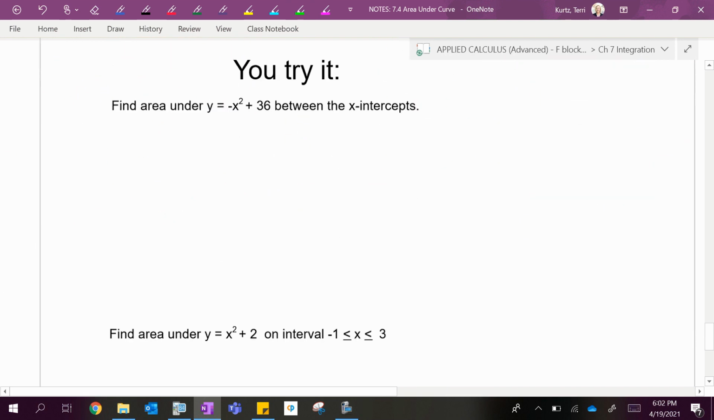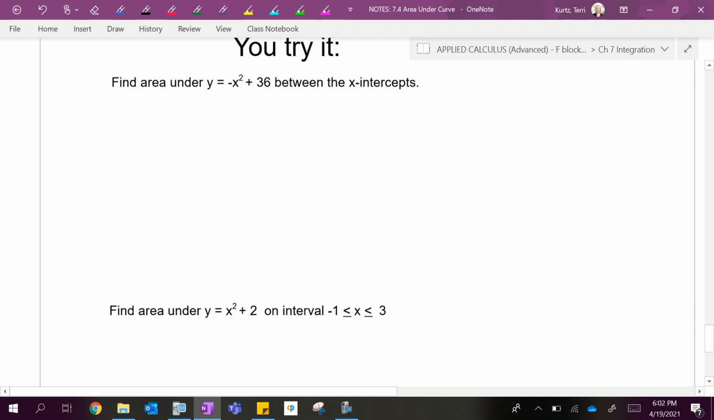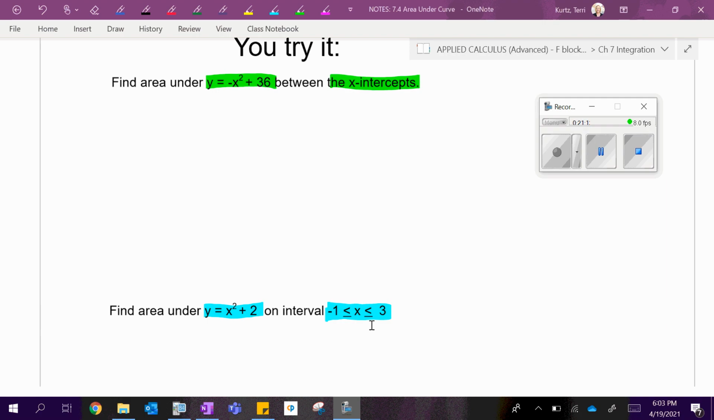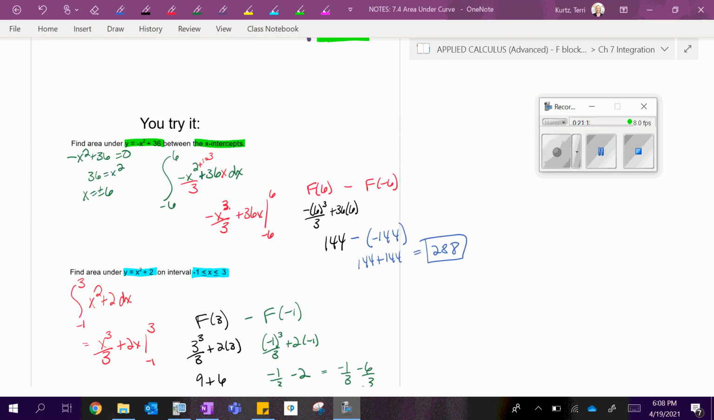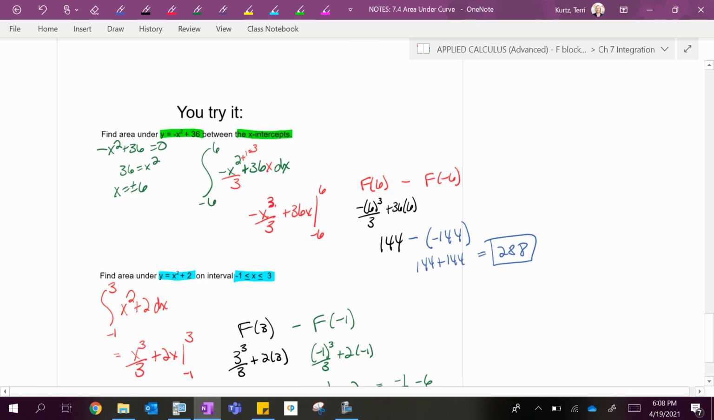All right, now I want you guys to try this next one, and we'll come back and check. So actually, go ahead and do the next two. Find the area under this curve between the x-intercepts. So we'll need to find those x-intercepts, and then find the area under this curve between -1 and 3. Okay, so hopefully you did these on your own, and let's see what we got.